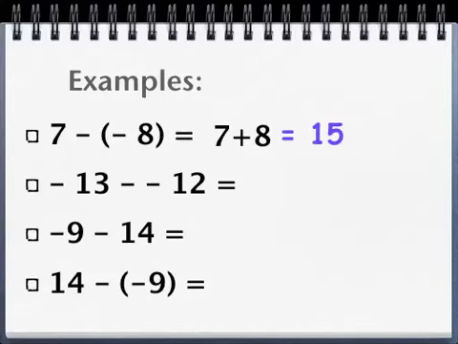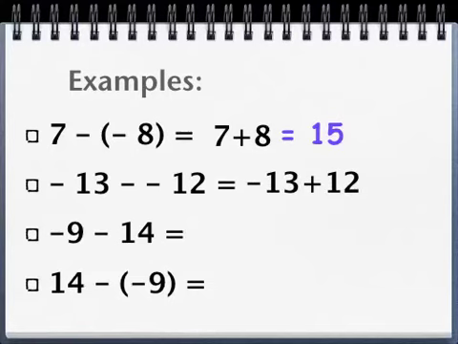To rewrite this next one, we have negative 13 minus negative 12. Notice the first integer is negative, negative 13. That negative is not part of my special case or my double negative. The only negatives that we can change into adding a positive are the two that are right next to each other. So negative 13 is going to stay negative 13, but instead of subtracting a negative 12, I'm going to be able to add a positive 12.